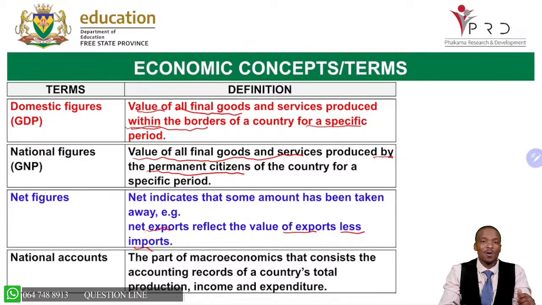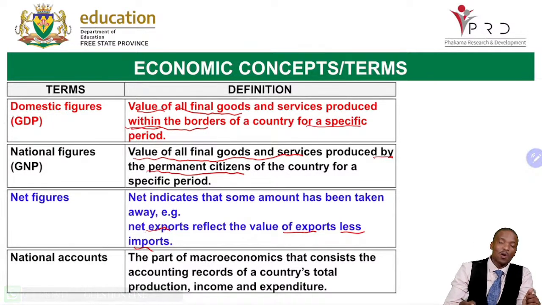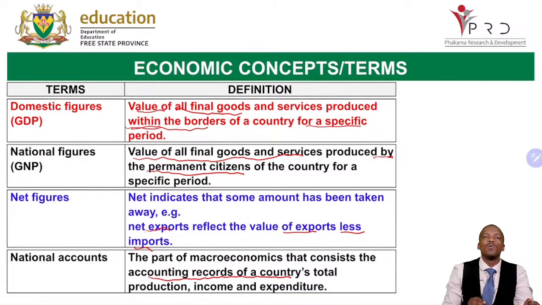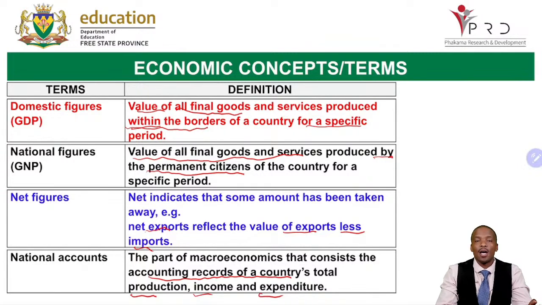Okay. Then we've got what we call national accounts, or the system of national accounts. These are part of macroeconomics and consist of the accounting records of a country, where we look at the three methods of calculating GDP. Those refer to the production method, the income method, and the expenditure method. You call it PIE, in other words, where P stands for production, I stands for income, and E stands for expenditure. So that is the accounting records of a country's total production, income, and expenditure. Okay.